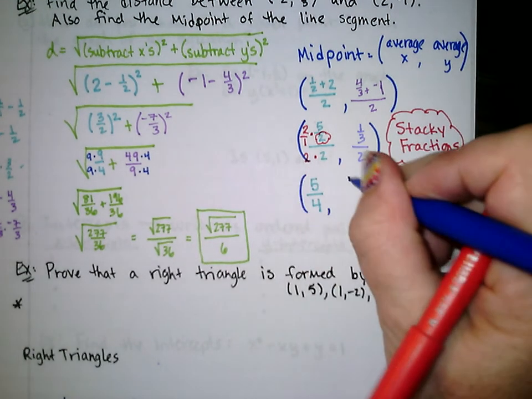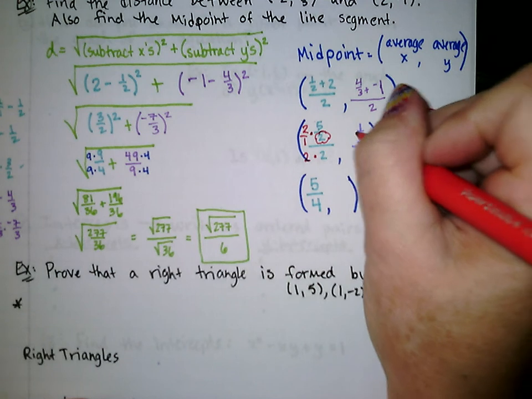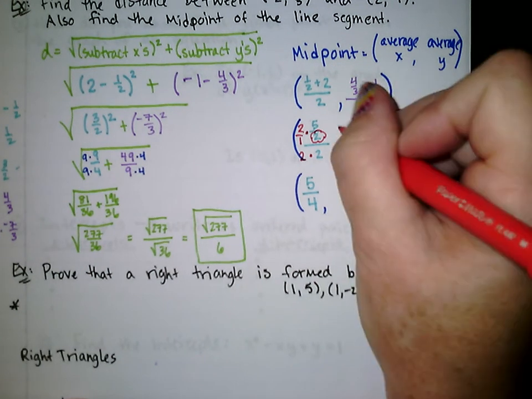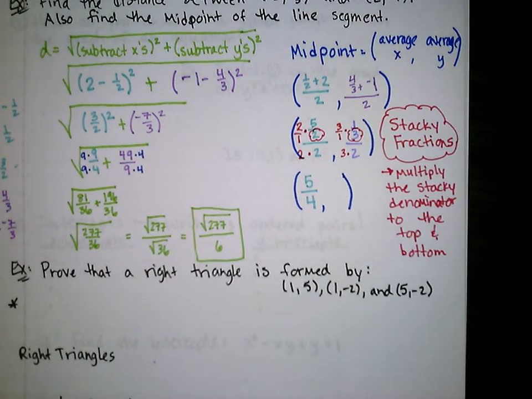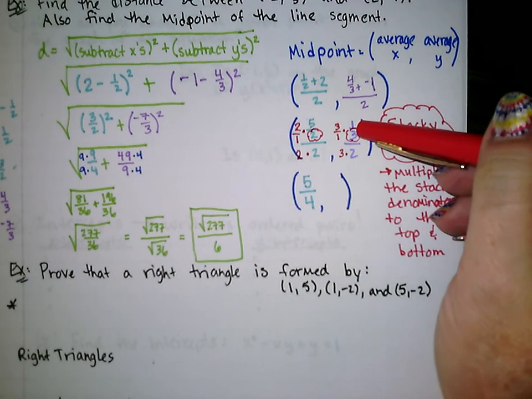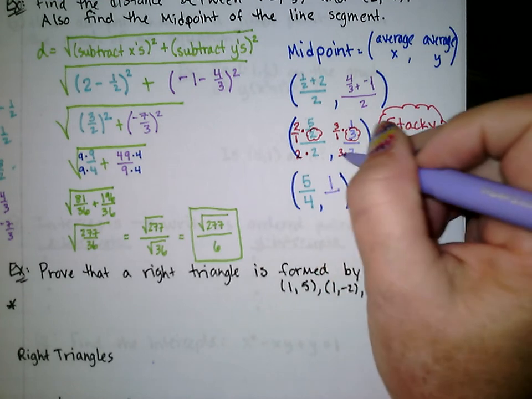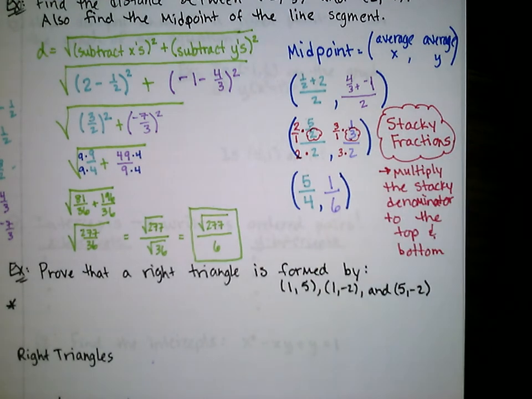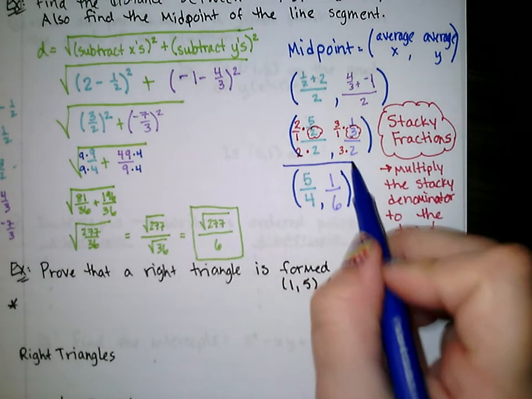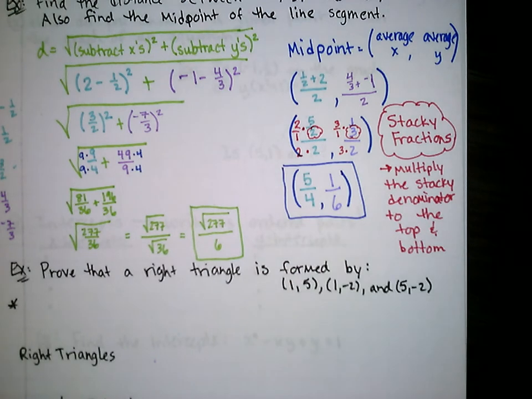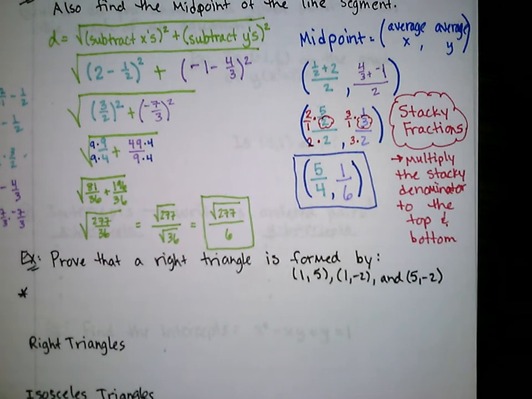I'm going to do the same thing for the y-coordinate. So looking at my y-coordinate, the stacky denominator is this 3. So I'm going to multiply by 3 over 1 in the numerator, and by 3 over 1 in the denominator. So when I multiply this straight across, I get 3 over 3, which simplifies to just 1. And in the denominator, 3 times 2, which is 6. So my midpoint would be 5/4, 1/6. Keep this stacky fraction concept kind of in the back of your mind because we'll use that throughout.